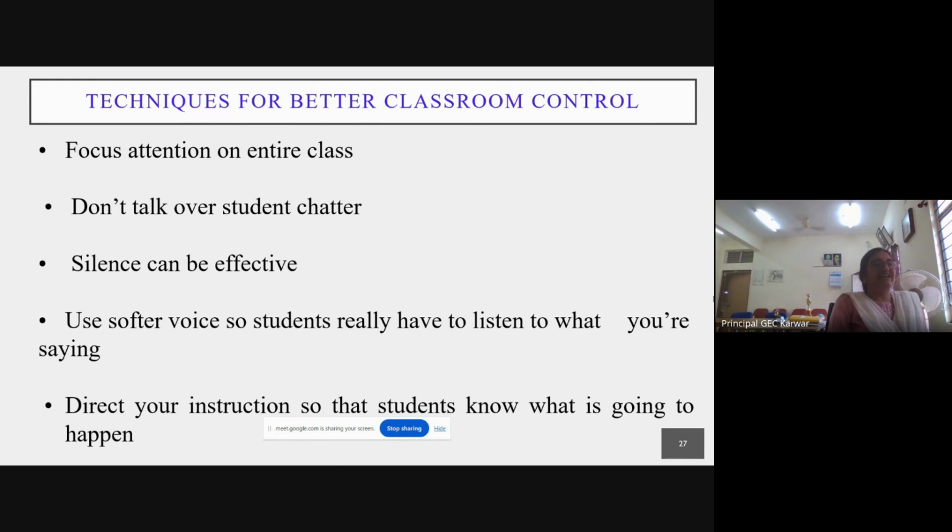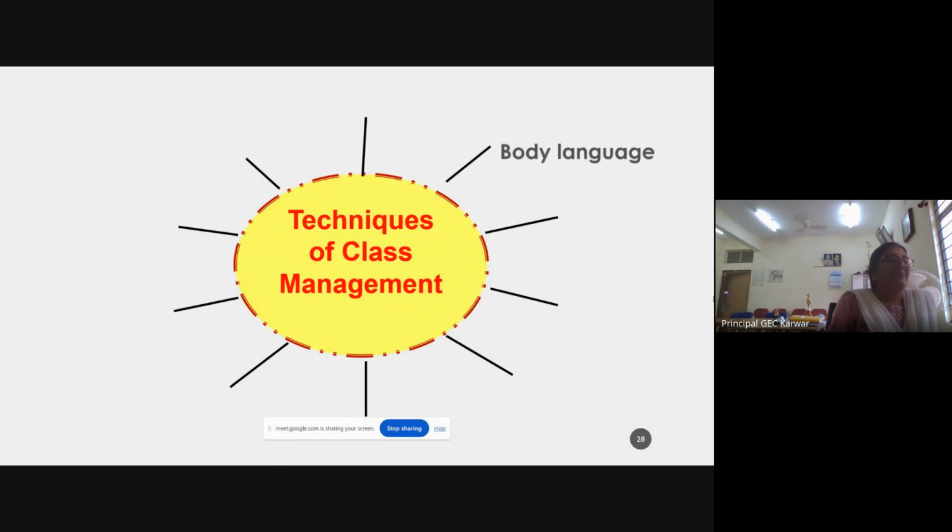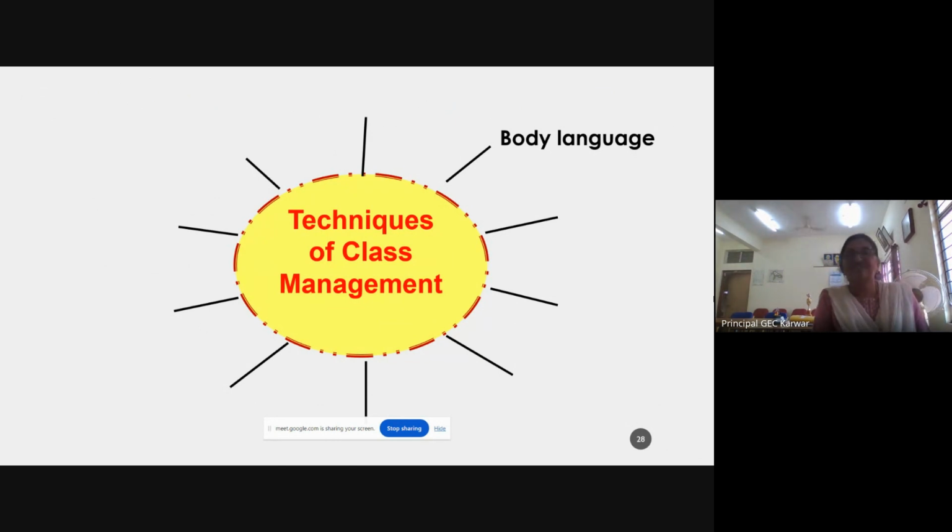Focus attention on the entire class. Don't talk over student chatter. Silence can be effective. Use a softer voice. Direct your attention. Okay, so the first one is body language. This is very important. Non-verbal communication can sometimes do miracles. Use facial expressions, hand gestures, body motion, an audible voice, vary your voice tone, speed up your speech, or keep eye contact. Get into their space to give aid.